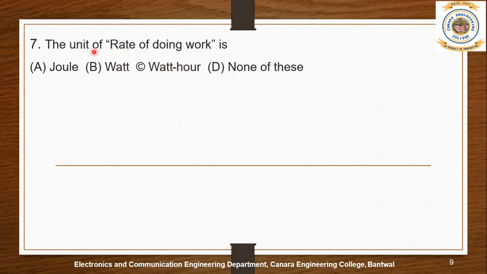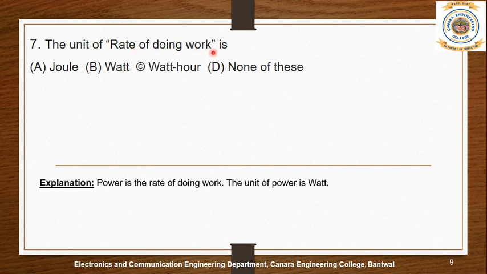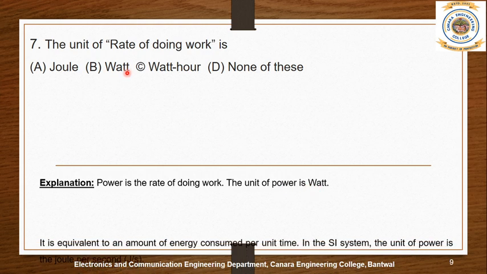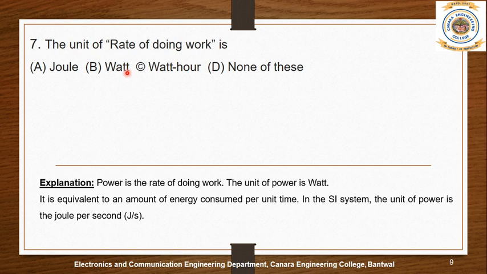Next, the unit of rate of doing work. What is this rate of doing work? Rate of doing work means it is the power. Power is called the rate of doing work. So the unit of power is watt. So option B is the right answer.